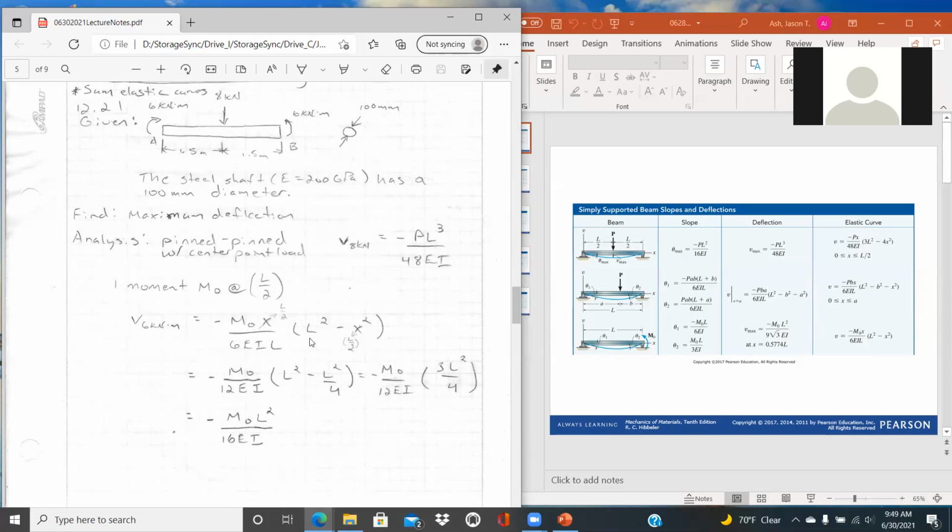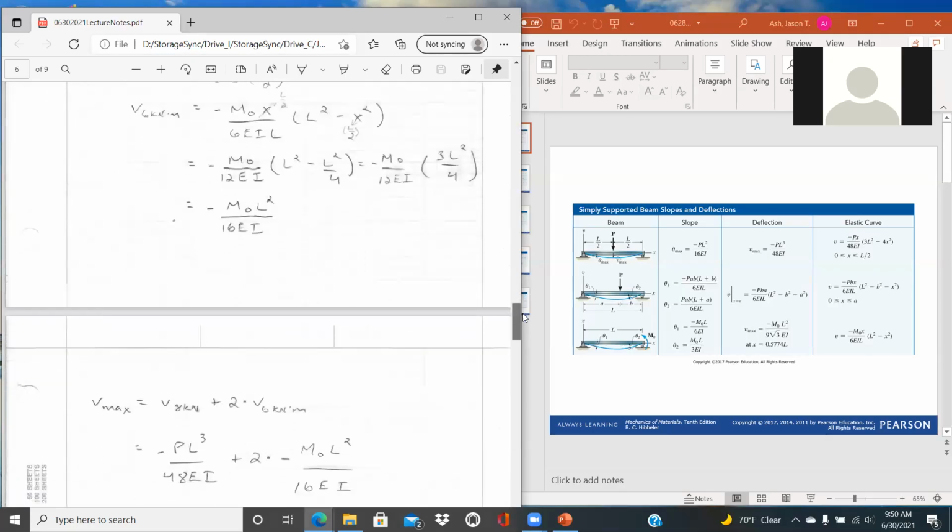When we do that, the L's will cancel here outside and give us a 12 in the denominator. So minus M0 over 12 EI times an L squared minus an L squared to the 4th, and that is the same as 4 over 4 minus 1 over 4. So it gives us 3/4 L squared. And when we plug that back in, we'll end up with 3 canceling the 12 to give us 4 times another 4 gives us 16. So we have a minus M0 L squared over 16 EI based on one of those moments being applied.